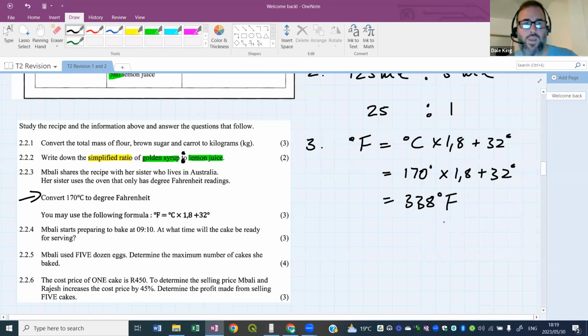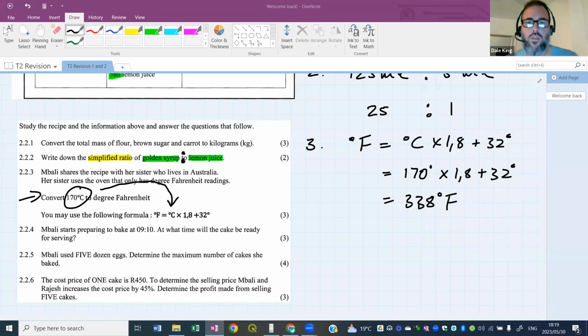Okay, nice and easy. So we substituted into the formula. We just took the 170 degrees Celsius and put it where it says degrees Celsius and let the calculator do the rest of the work with us. I hope you guys are getting the same answers. All right, good. Well done. Good job.